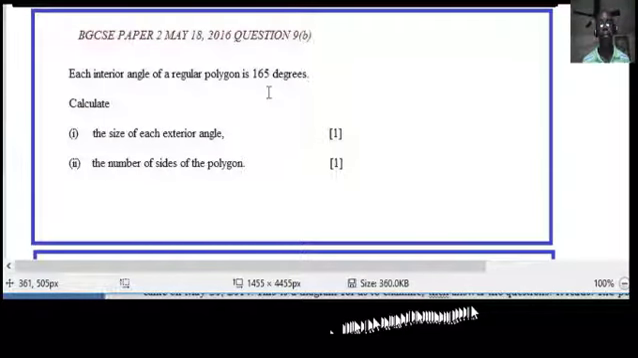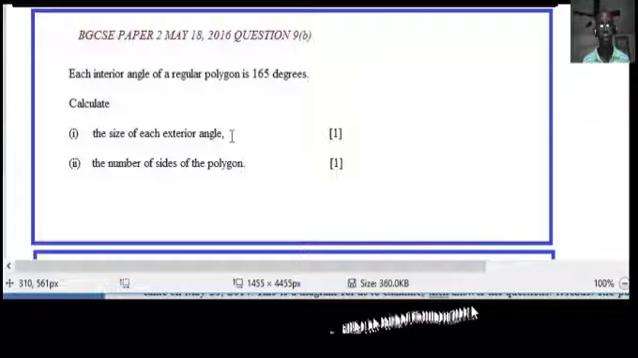In the first part, you are required to calculate the size of each exterior angle. This tutorial is not a detailed lesson. It is for revision purposes, to remind you of the topic, and then we look at past BGCSE examination questions. So if you do not remember the rules of angle properties, I strongly suggest that you go and review those rules. There is one key fact you need to know to answer this part of the problem.